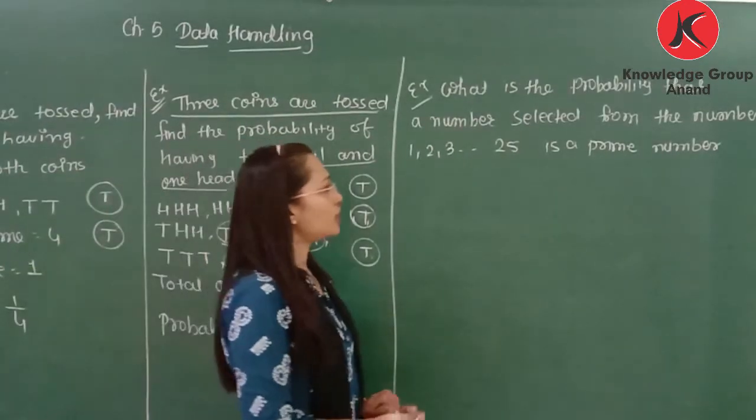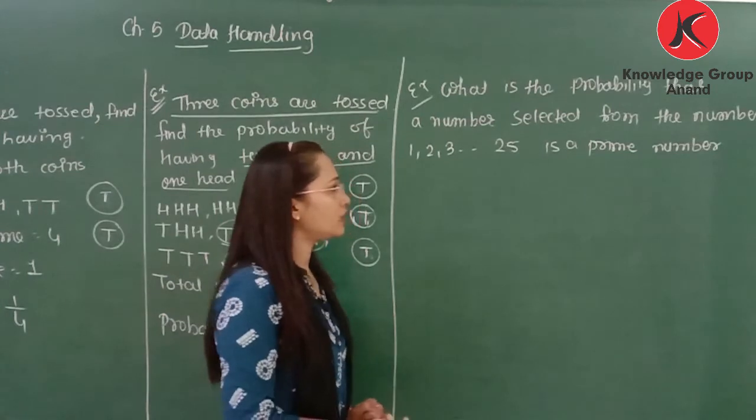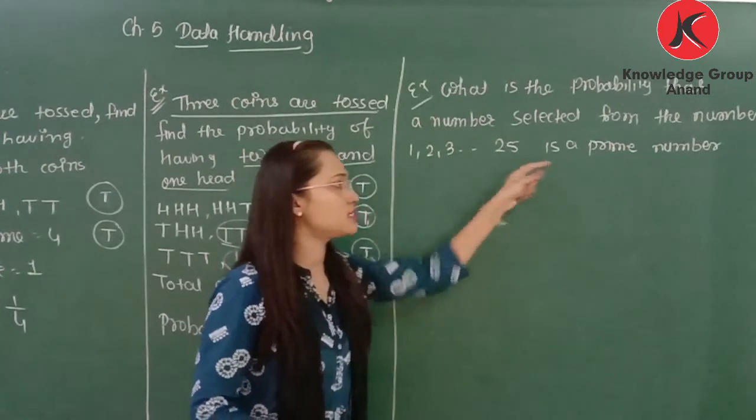Now next, what is the probability that a number selected from the numbers 1 to 25 is a prime number?